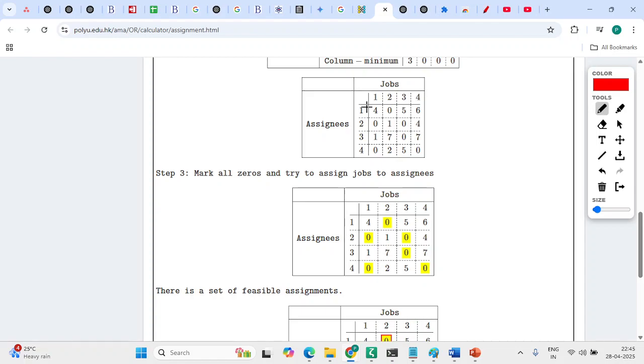So in this first row, we will check how many zeros there are. If there is only a single 0, we can do the allocation. If there is more than one 0, then we should not do the allocation. We should move to the next row.